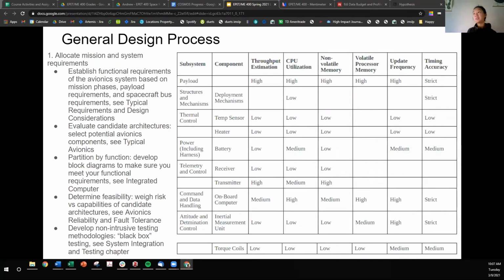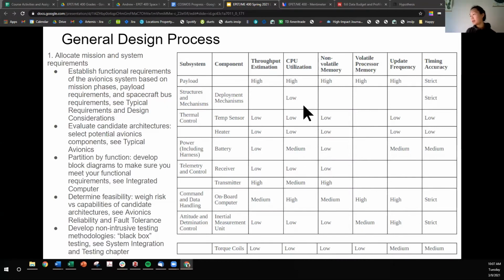Okay, the general design process. First, like any subsystem, you want to allocate your mission and system requirements. You can break this step down into establishing functional requirements of your avionics system based on your mission phases, your payload requirements, and spacecraft bus requirements.